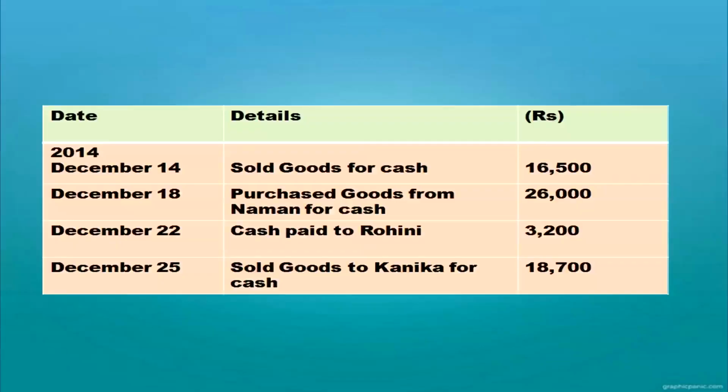Some more transactions. Sold goods for cash: cash account debit to sales. Purchased goods from Naman for cash: purchases debit to cash. Cash paid to Rohini: Rohini debit to cash. Sold goods to Kanika for cash: cash account debit to sales. So let me see how this is coming in the cash book.